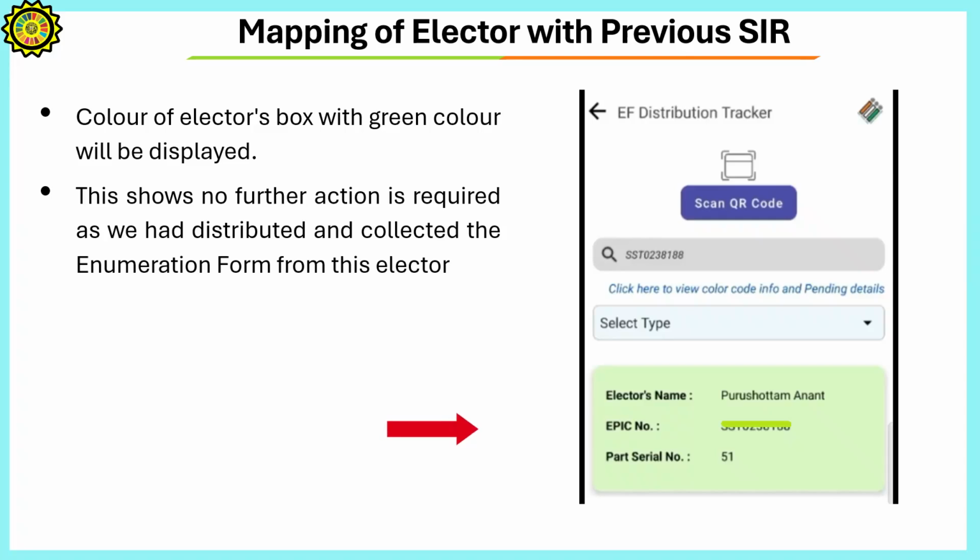Color of elector's box with green color will be displayed. This shows no further action is required as we had distributed and collected the enumeration form from this elector.